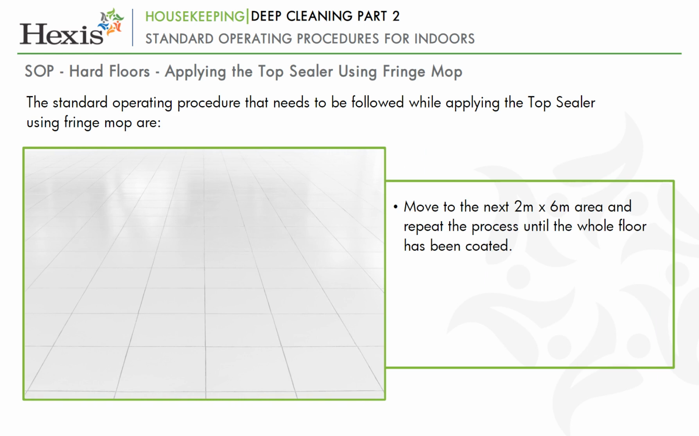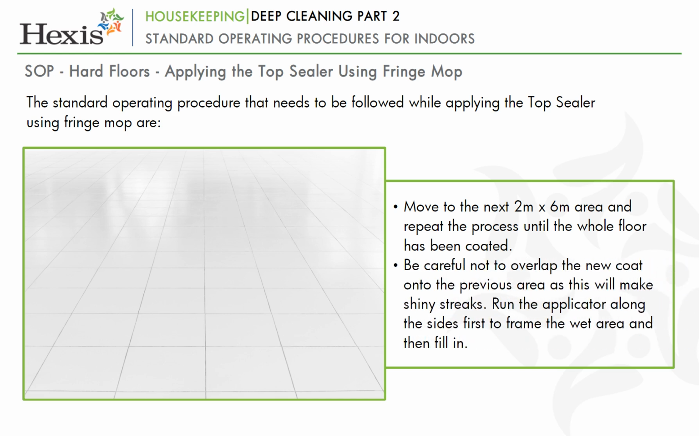Move to the next 2 meter by 6 meter area and repeat the process until the whole floor has been coated. Be careful not to overlap the new coat onto the previous area, as this will make shiny streaks. Run the applicator along the sides first to frame the wet area and then fill in.